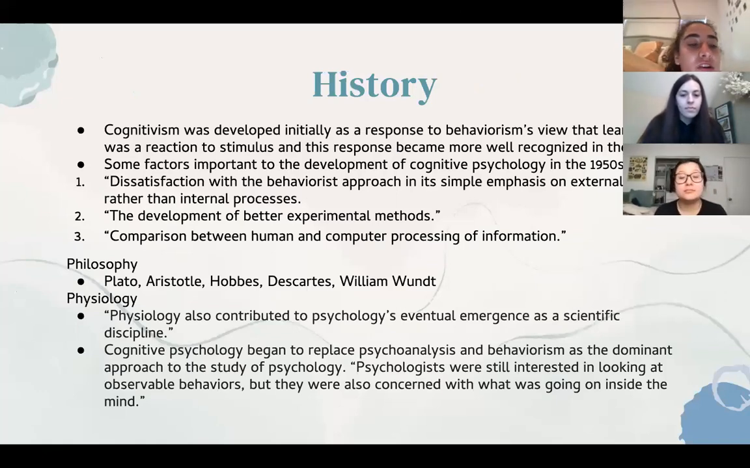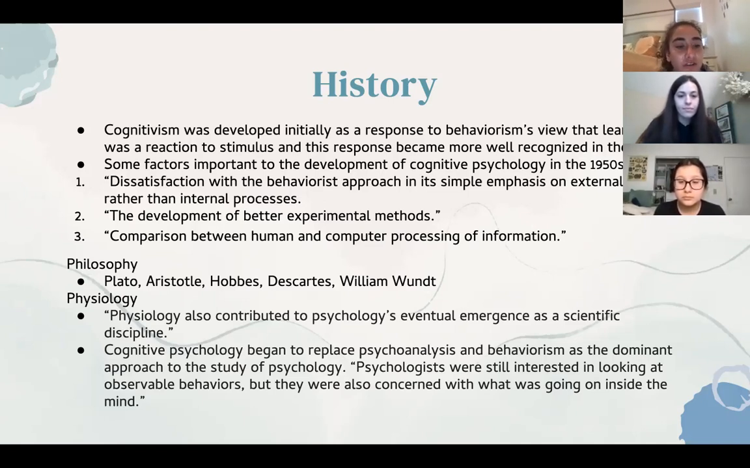And some factors were dissatisfaction with the behaviorist approach and its simple emphasis on external rather than internal process, the development of better experimental methods, and comparison between human and computer processing of information.